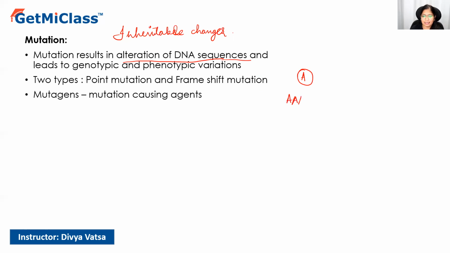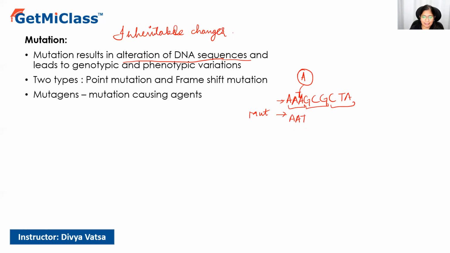Suppose A G C T. This is a DNA code. But if a mutation took place, how do we read the gene? Like this: AAA, GCG, CTA. We'll read the code like this. They are very different. But suppose there is an addition of a nucleotide somewhere. If the addition is taking place, then suppose T got added here.